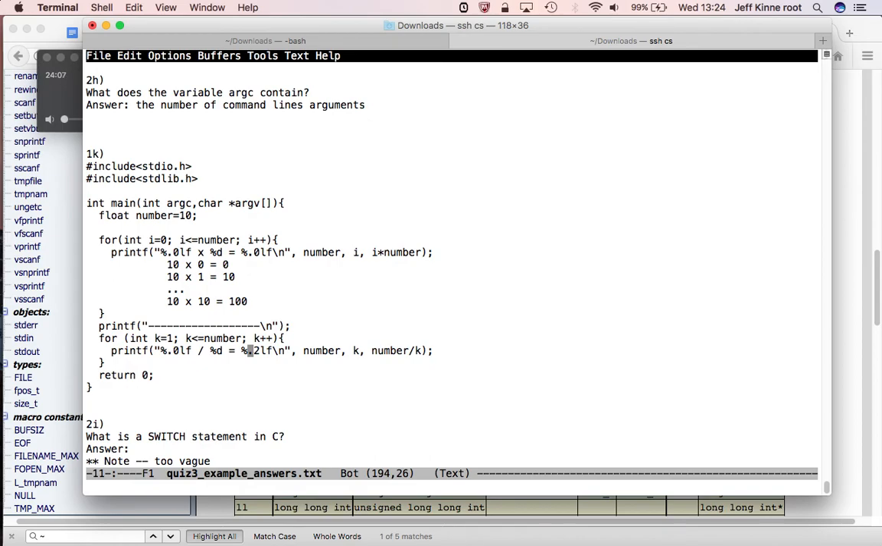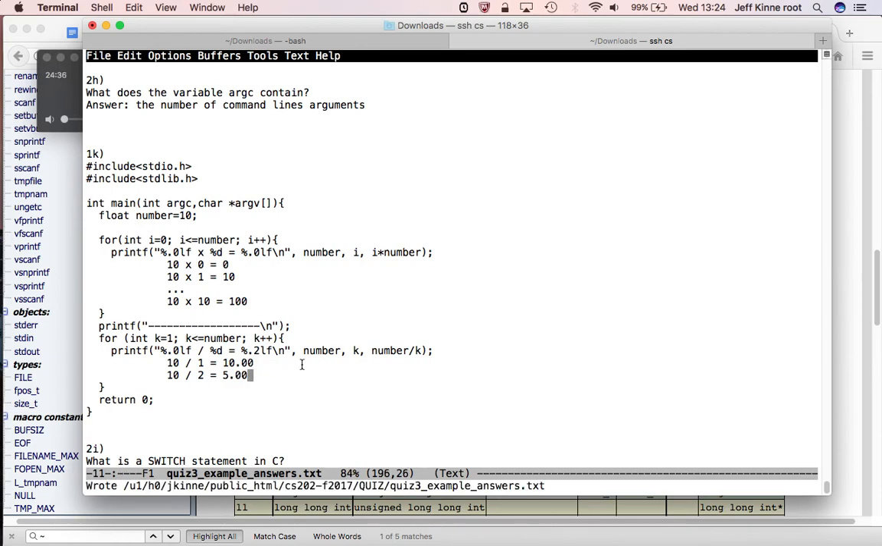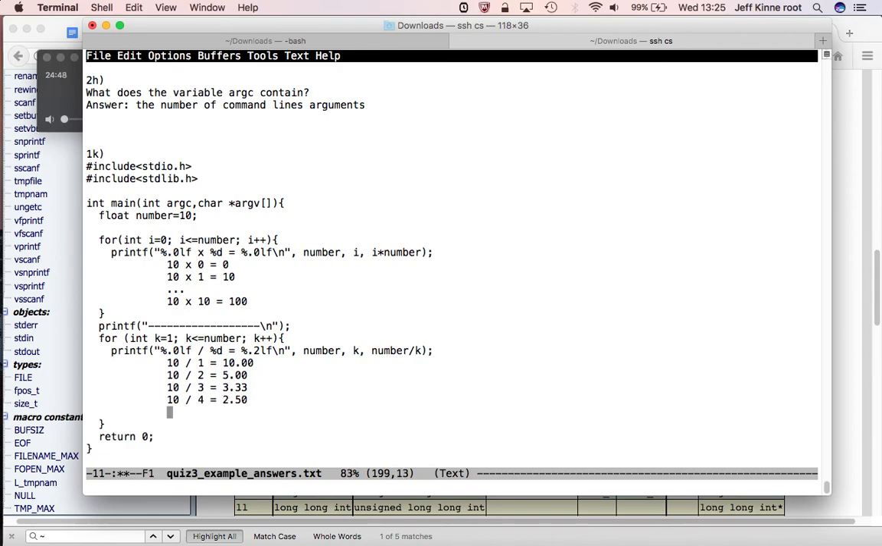Now let's take a look at this one. We have k, 1 up to number. So now we're doing division. Okay, so we have %010Lf number, so that's 10 divided by 1 equals, now this %.2 is going to be 2 decimal places. We have number over k, 10 over 1 is 10. Second time through, we've got 2, that's going to be 5.00, the .2. Next time, 3 equals 3.33. 4 is 2.50, and so on.